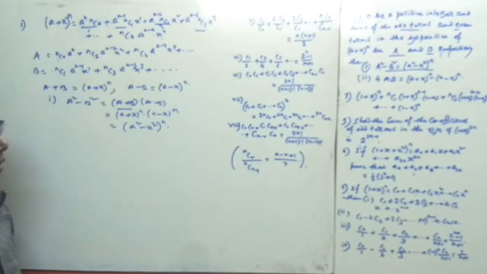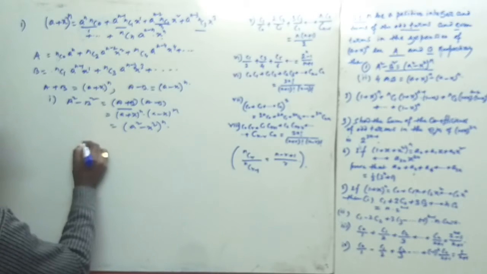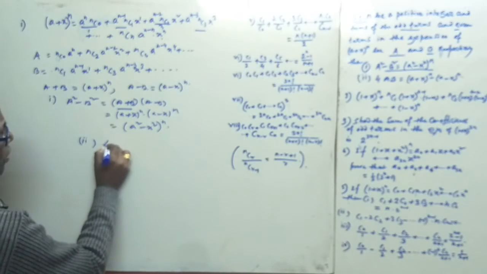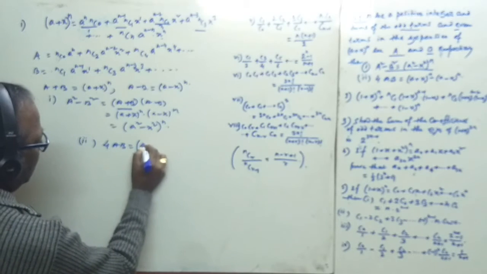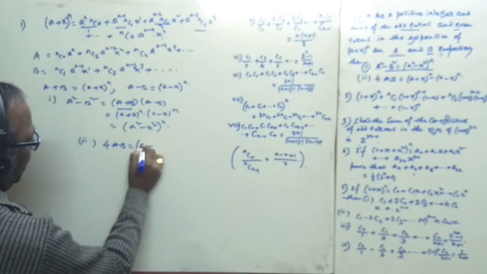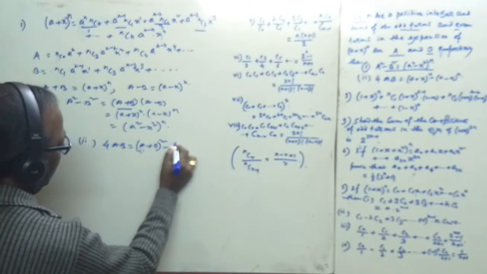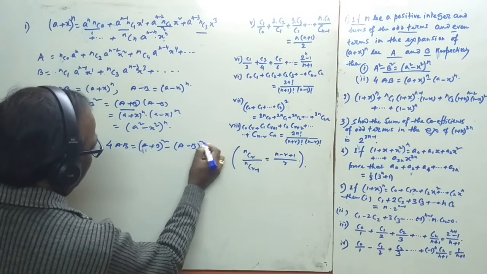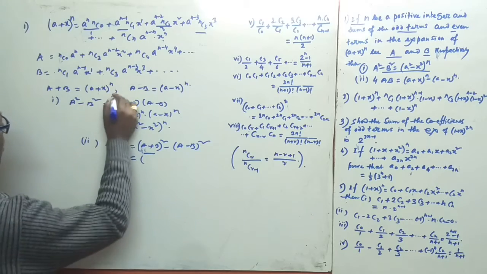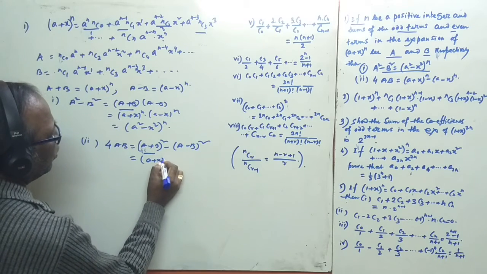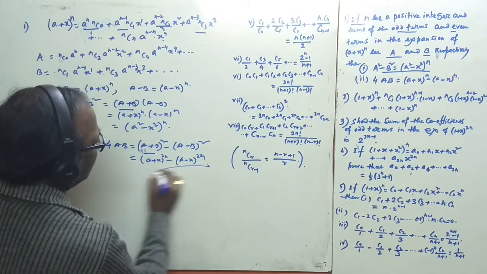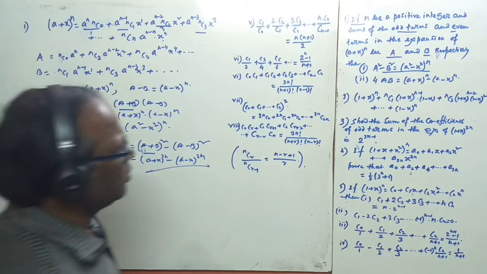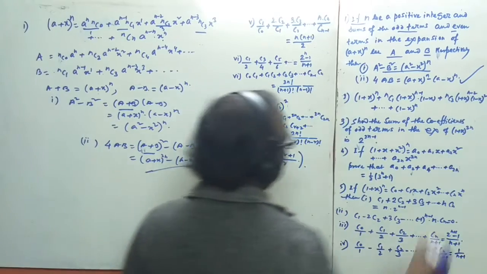And for part 2, we have to show that 4AB is equal to (a plus x) to the power 2n minus (a minus x) to the power 2n. We can write that 4AB is equal to (A plus B) whole square minus (A minus B) whole square, and that is equal to (a plus x) to the power n whole square, meaning 2n, minus (a minus x) whole to the power 2n. So this is question number 1 that I've done here.